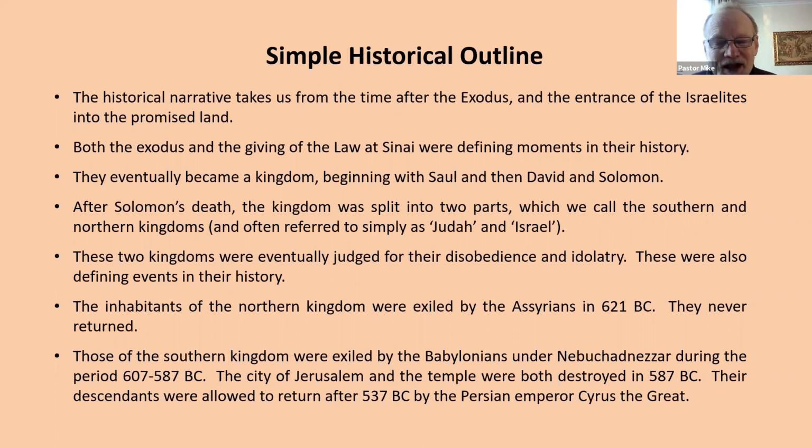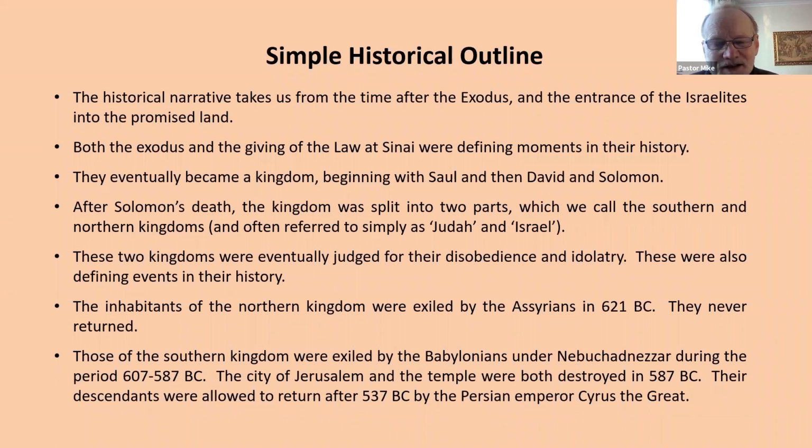So you need to be careful when you see references to Judah and Israel as to actually who's being referred to. Is it the northern kingdom, or is it the whole people? Or is it the southern kingdom in the case of Judah, or is it simply the tribe of Judah? You simply need to read the narrative carefully. These 2 kingdoms were eventually judged for their disobedience and idolatry. And these 2 judgments, firstly on the northern kingdom, which happened in 621 BC, and we'll go into that.